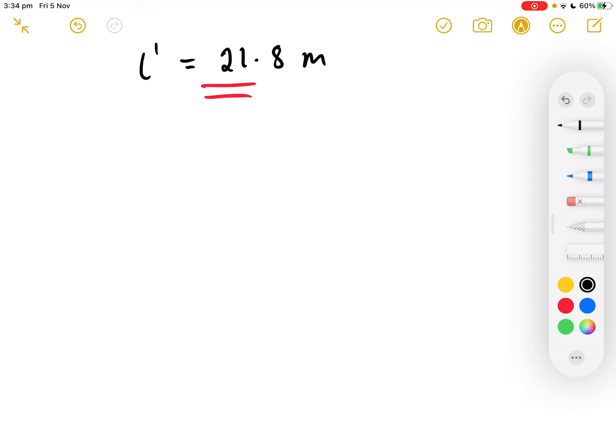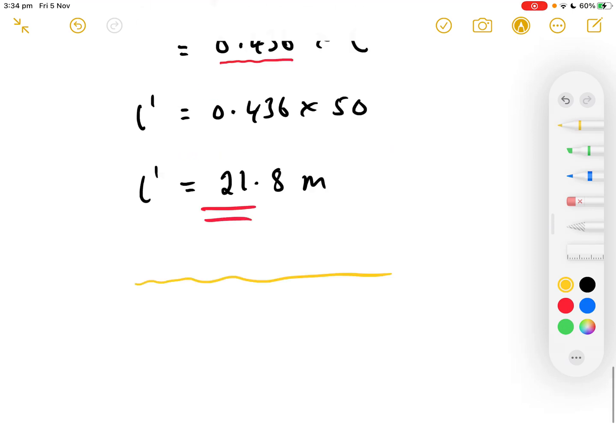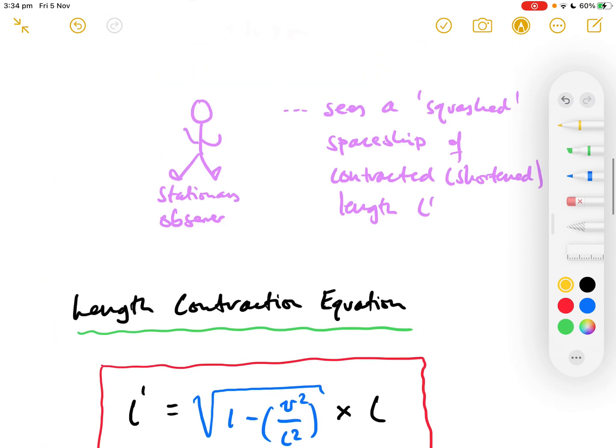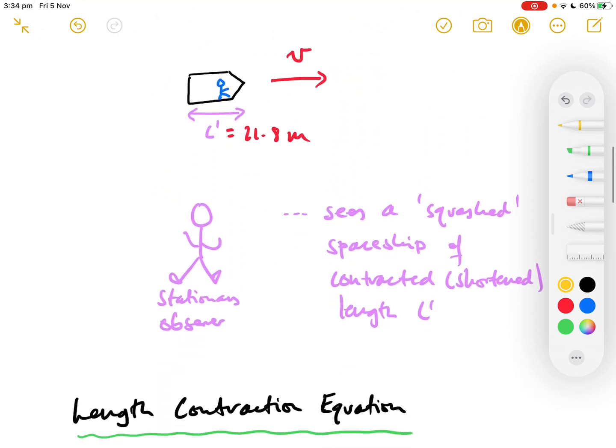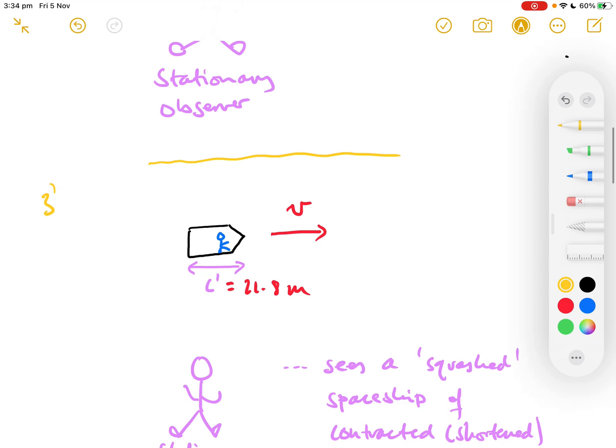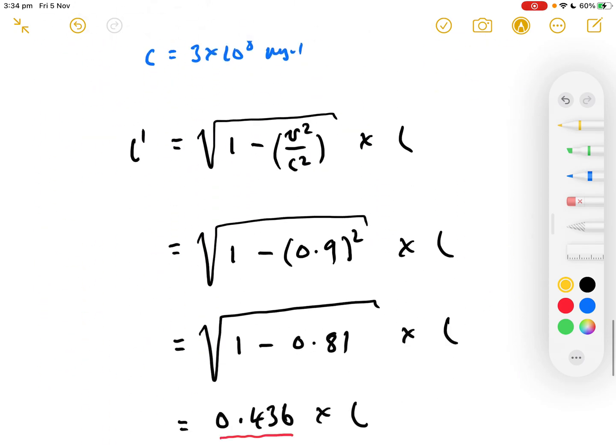So time dilation is part 2 of this. I think it is part 2, isn't it? Is this part 1? No, I'm not really giving it parts. That should have been 3 there actually. Okay, it's a new bit anyway.